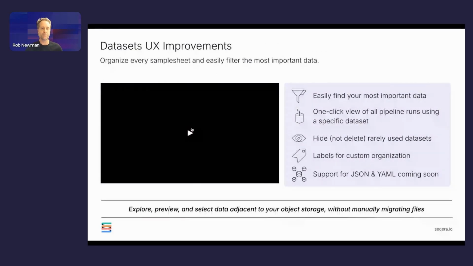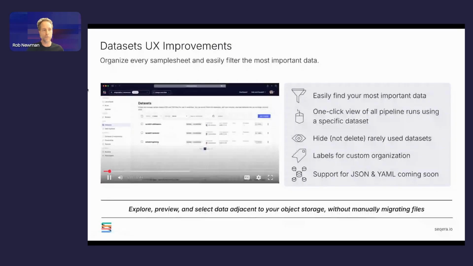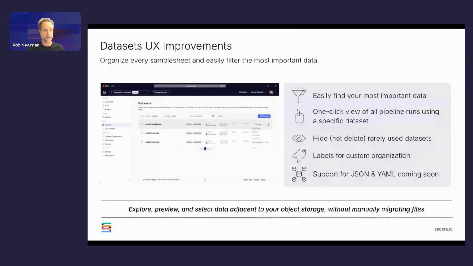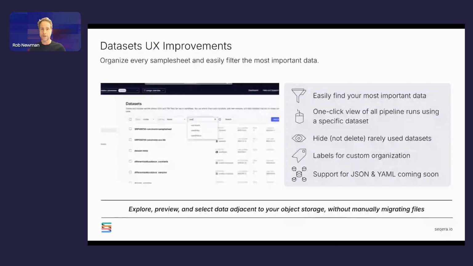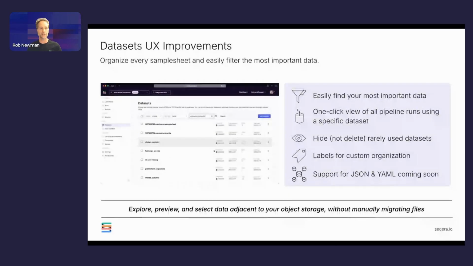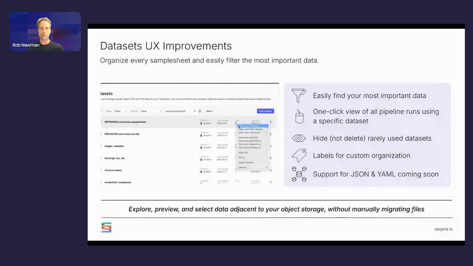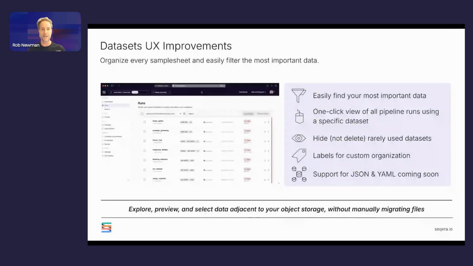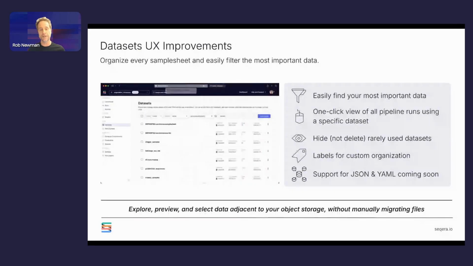So what have we done with datasets? How have we improved datasets? We've completely rebuilt this with modern design components that actually bring it up to parity with the rest of the platform. So similar to what Data Explorer looks like or what Studios looks like, we have these modern design components with increased metadata, and you can filter by these metadata values.